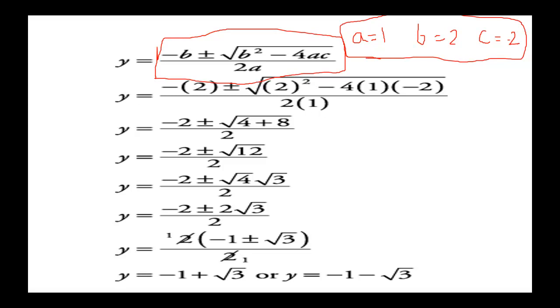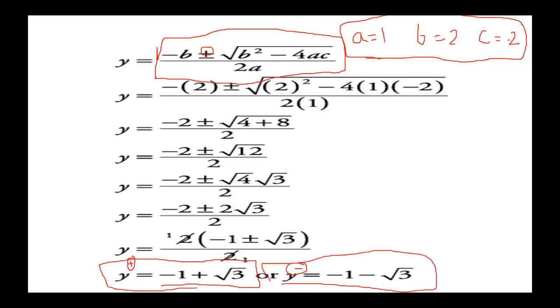So you have y equal to a positive number or y equal to a negative number. We mean by positive and negative here that you substitute positive in the first case of the general rule and negative in the second. So you will get y equals negative 1 plus square root 3 and y equals negative 1 minus square root 3. So both solutions are correct.